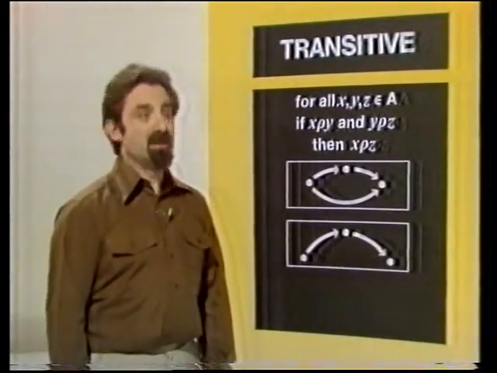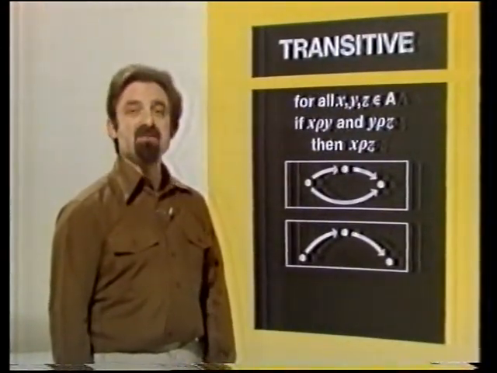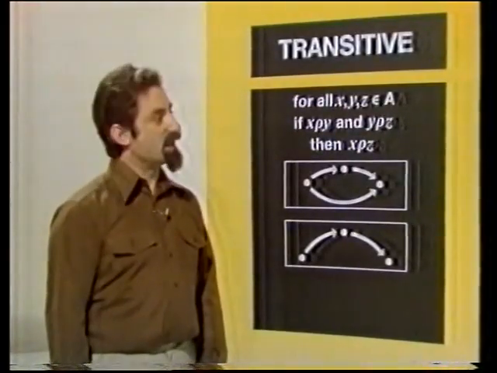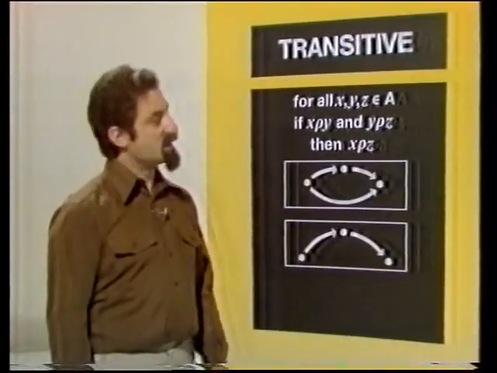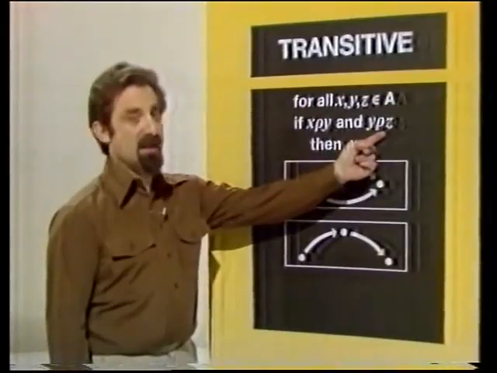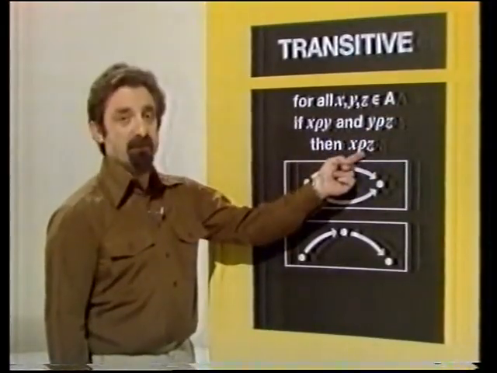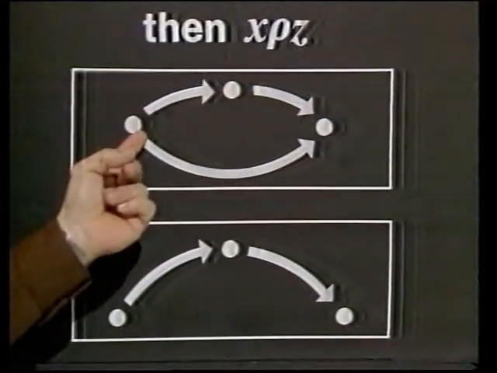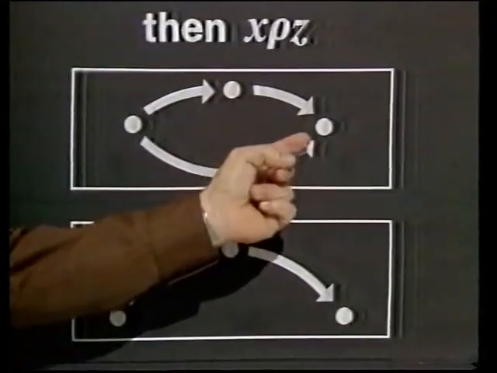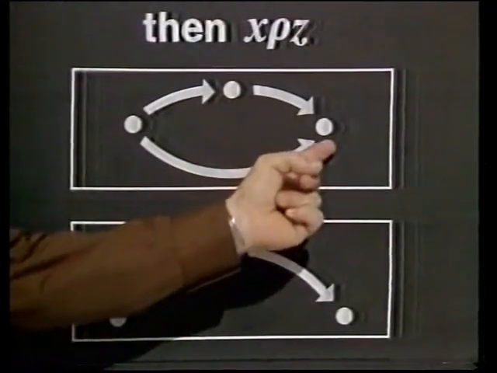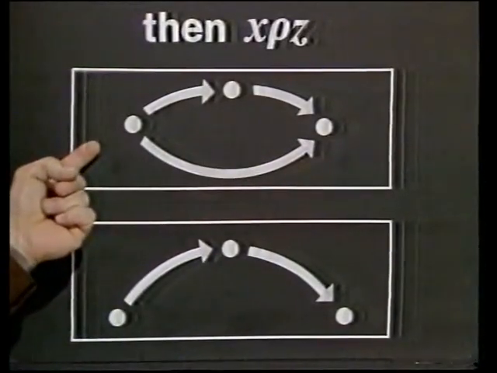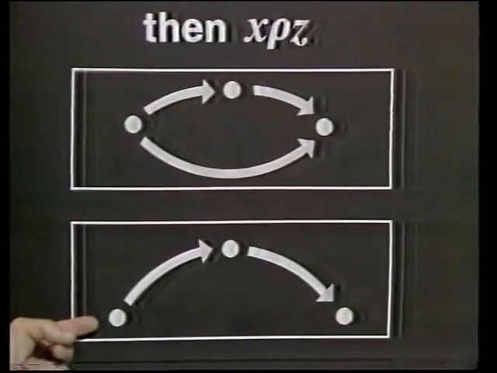The third property, the transitive property, deals with 3 elements of the set at a time. We say that the relation is transitive if for all x, y, and z in the set, if x is related to y and y is related to z, then x is related to z. In other words, if we can go from here to here, and we can go from here to here, then we must always be able to go from here to here directly. This example is transitive, but this one isn't.